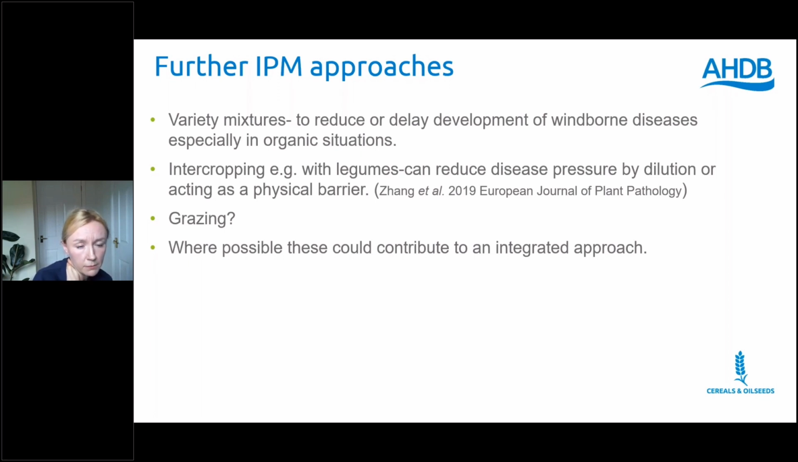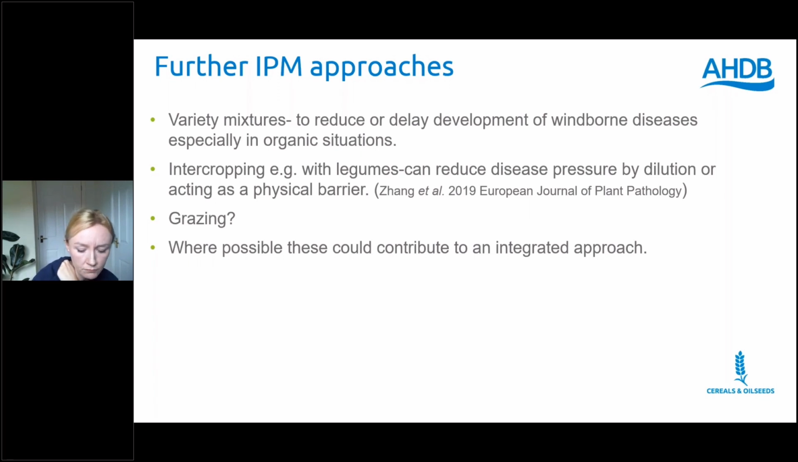So we're looking at things like beans and wheat to help reduce the disease pressure by either dilution or acting as a physical barrier. And also grazing. So I call it a T-sheep instead of a T-nought. So grazing the crop down to a certain level to both get rid of the early inoculum and also to control your canopy. So if you've got a very fast developing variety that's gone through its growth stages and you need to knock back the canopy a little bit, grazing can be an additional useful tool. And yeah, where possible, they can be used as part of an integrated approach with all the other tools that we've talked about previously.